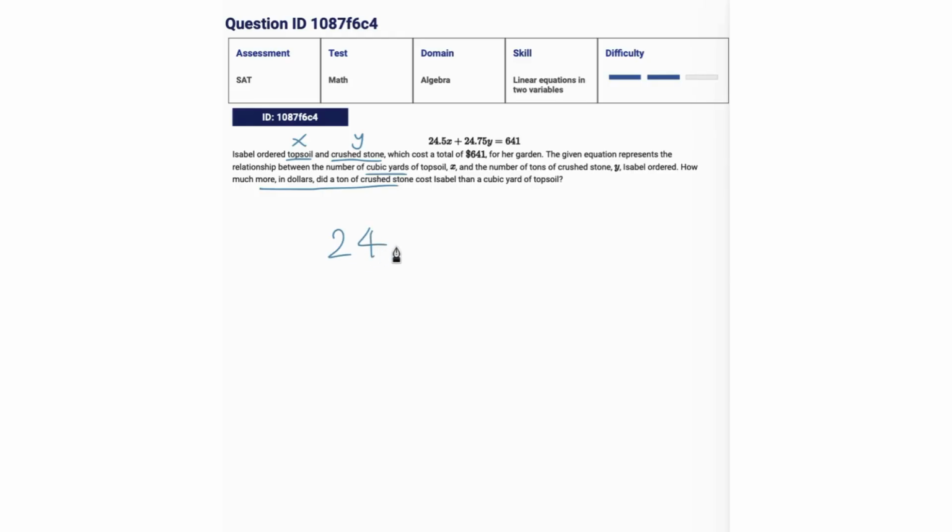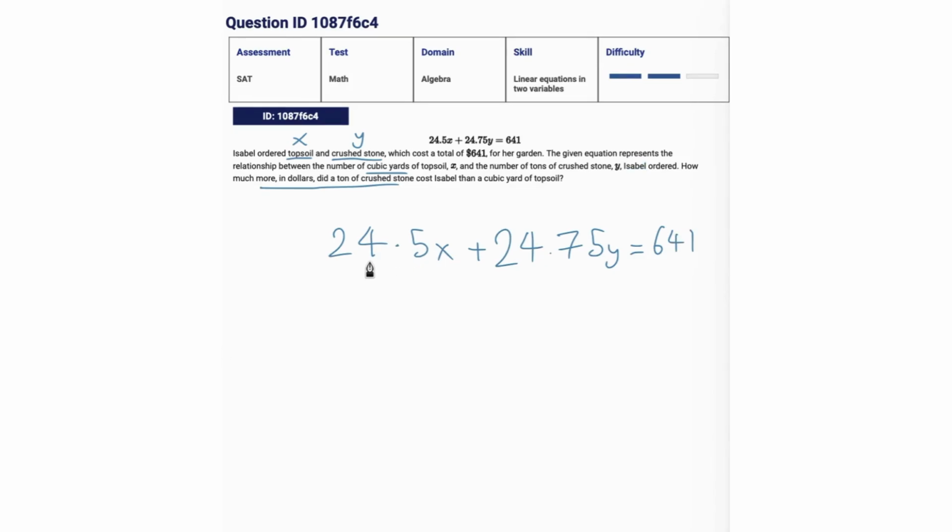First, let me write the equation, or function. 5y equals $641. How about you just substitute x with 1 and y with 1? Because even the question is telling you to do that. Where is it telling you?